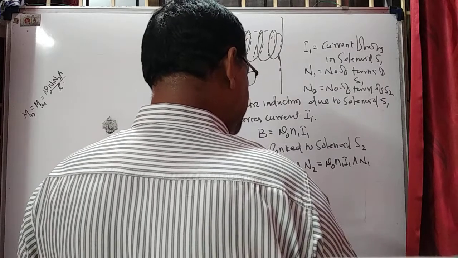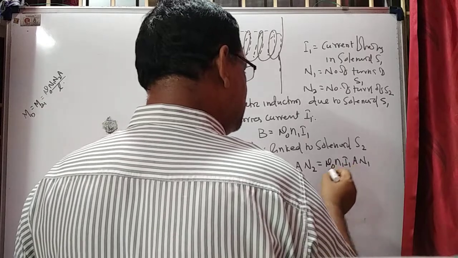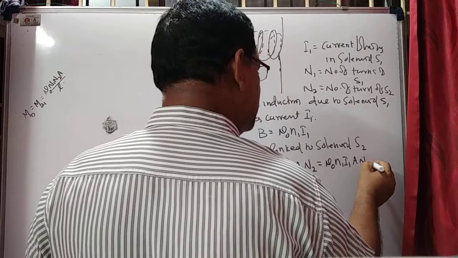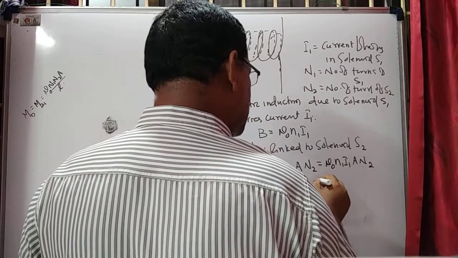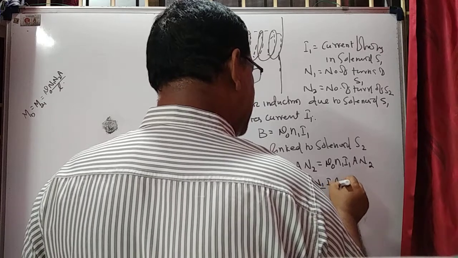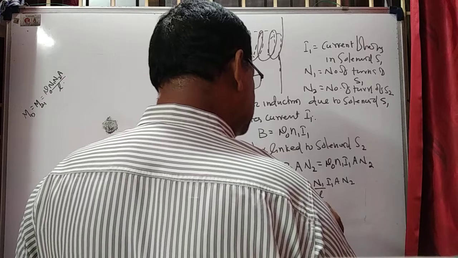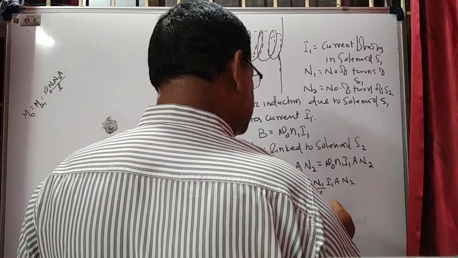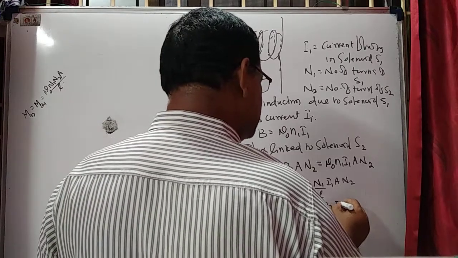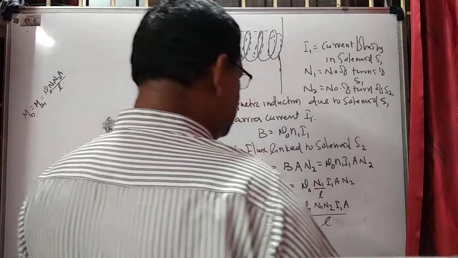So this is equal to mu naught, with N1 as the number of turns per unit length, that is N1 upon L, times I1 A N2. Or simply you can write it as mu naught N1 N2 I1 A upon L. This is the flux linked to the second solenoid S2.